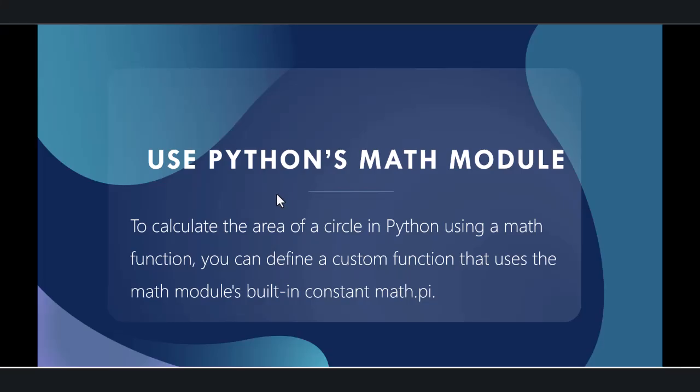Let's start with first method, that is using Python's math module. To calculate the area of circle in Python using a math function, you can define a custom function that uses the math module's built-in constant math.pi. Here we need to import math module, and we should define a custom function that uses the math module's built-in constant math.pi. We will see how to implement this in an example.